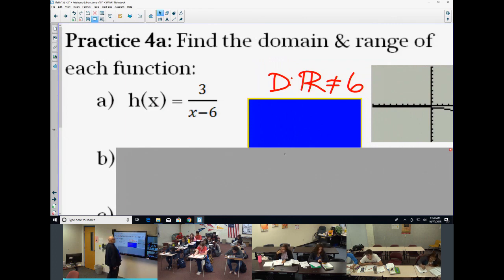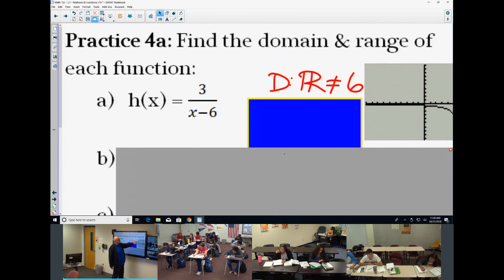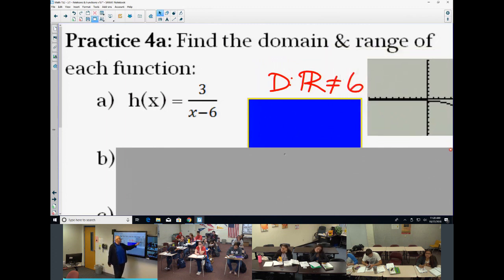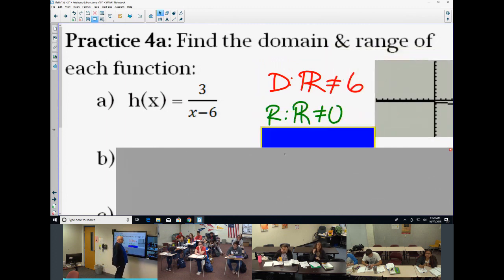Okay, now to figure out the range, let's look at the graph. The y values are everywhere except 0. Because see, the numerator can't be 0. So if the numerator can't be 0, the fraction can't be 0. So the range, we would say, is all y values except 0. The function will never equal 0. All right, let's go to the next one.